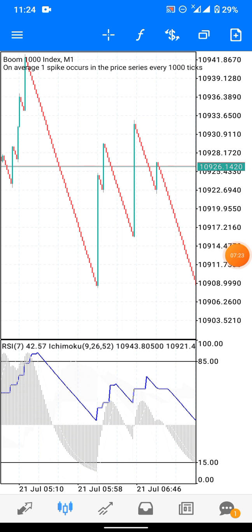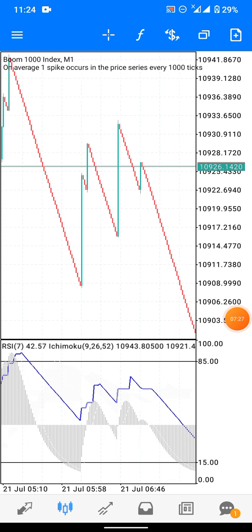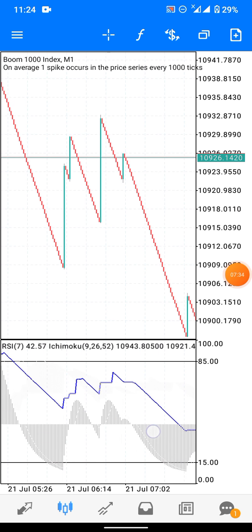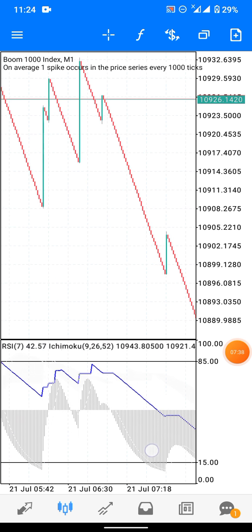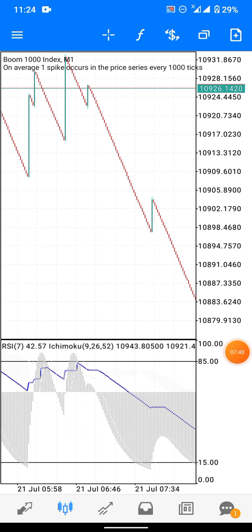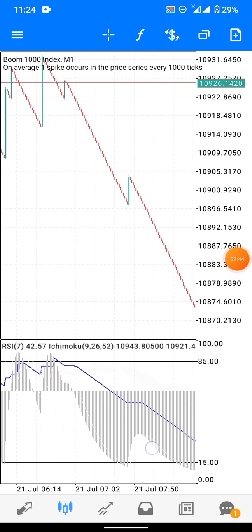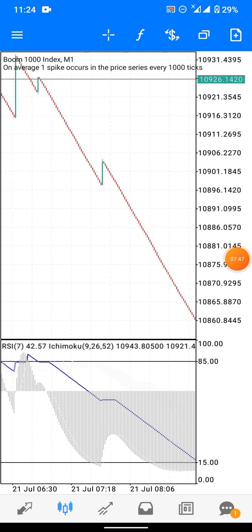This is 1000. So let's follow here. You can see the market is going. Now the MACD has crossed the level 15, so we await for the Ichimoku to also cross level 15. And as you can see, first of all, a spike did not cross, so we wait again. Now the MACD has already touched the level 15. Now we await the Ichimoku. Okay, so we are still awaiting.